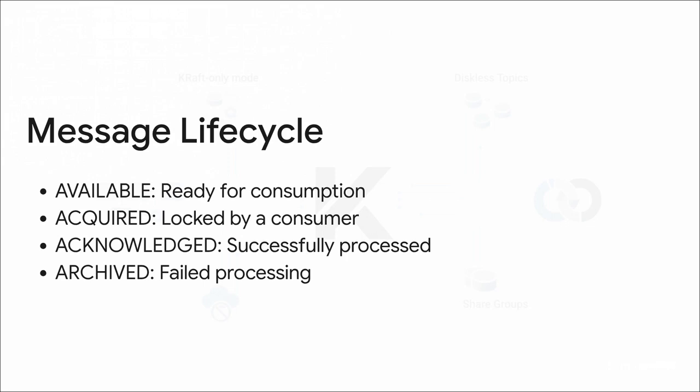But what if you hit a poison pill? A bad record that completely crashes your consumer. In the old days, that would stall the entire partition. Now, if a record fails a specific number of times, it's automatically marked as archived. It's essentially moved out of the active path, allowing your system to seamlessly continue processing the rest of the queue.